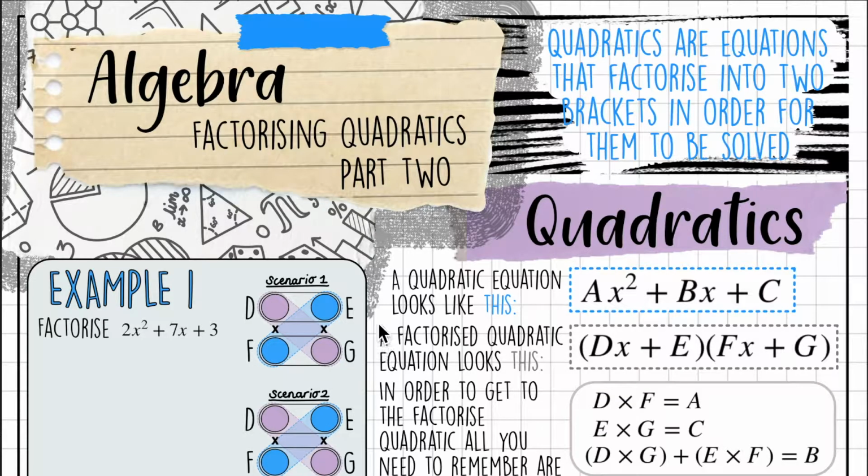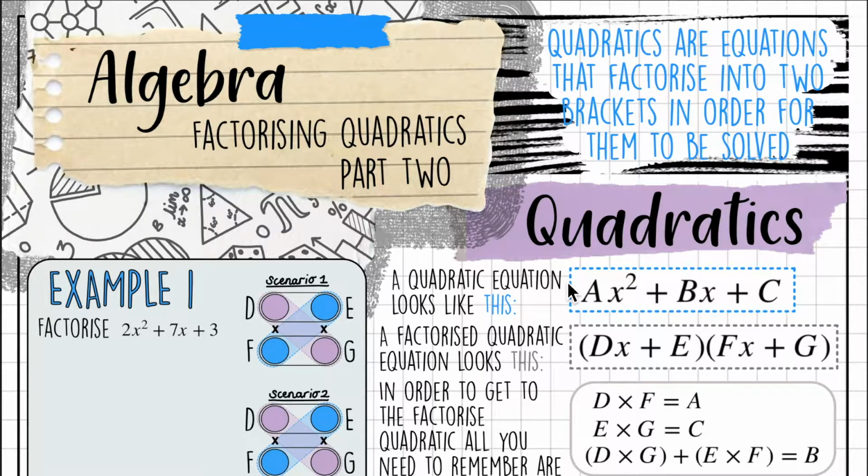Like I said in the Part 1 video, a quadratic equation looks like this: ax squared plus bx plus c. And when it's factorised, it looks like this. In Part 1, we went over how to factorise a quadratic when this a is equal to 1. In Part 2, we're going to go over how to factorise a quadratic where a is not 1.